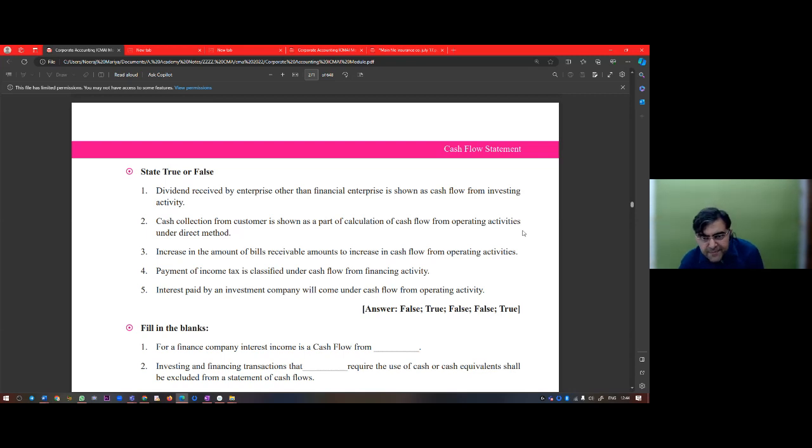Dividend received by an enterprise other than a financial enterprise is investing activity. Dividend received by an enterprise other than financial is cash flow from investing activity. Answer is true, not false. Answer is true, guys. Cash collection from customers comes under operating activities. Under direct method, the statement is true. Increase in the amount of receivables will increase cash flows.